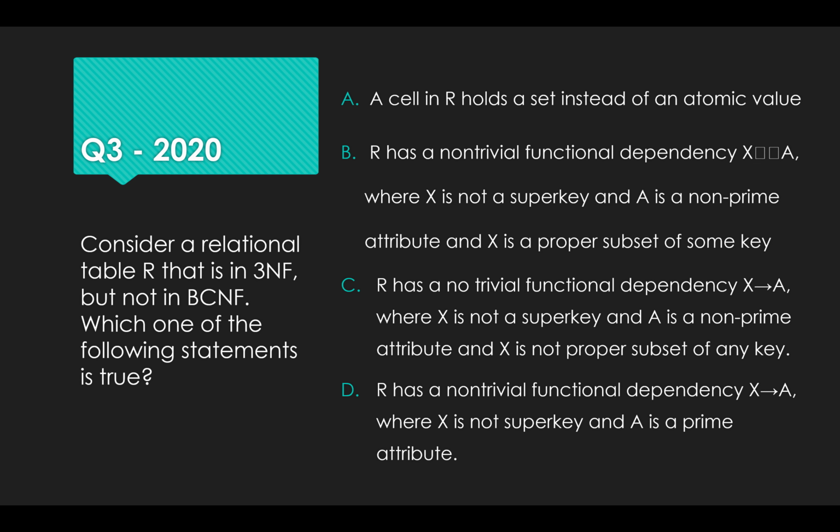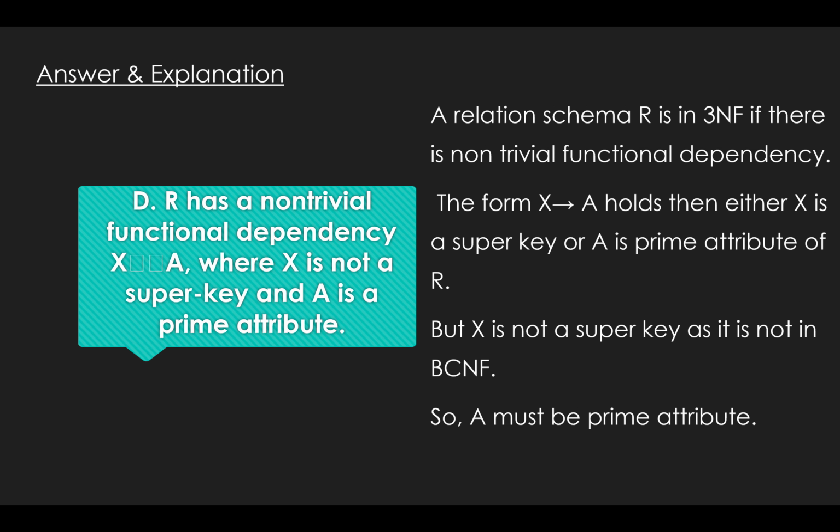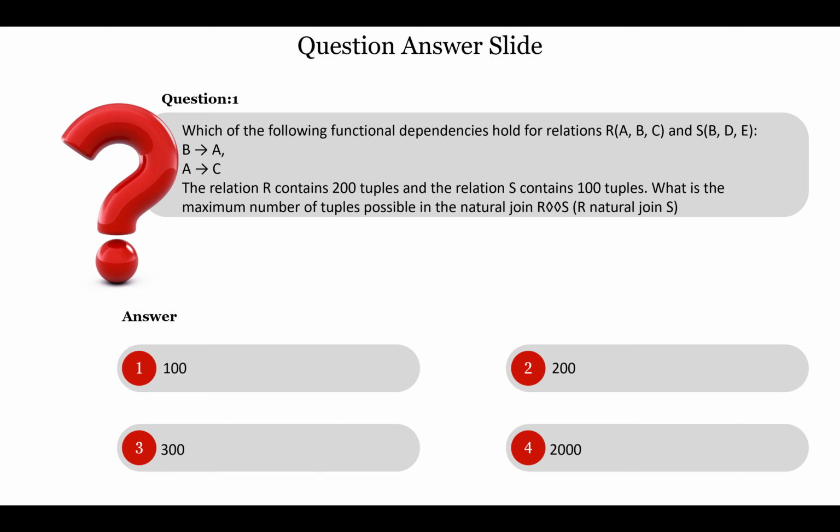So the next question is, consider a relation table R that is in 3NF but not in BCNF. Which of the following statements is true? So here there are 4 MCQ options. So we can see that the correct one is R has a non-trivial functional dependency X implies A, where X is not a super key and A is a prime attribute. So moving on to the next question.